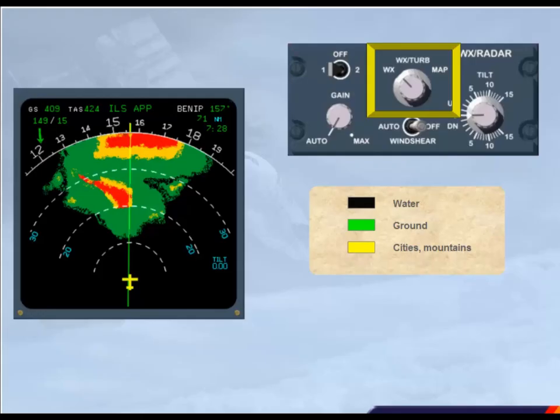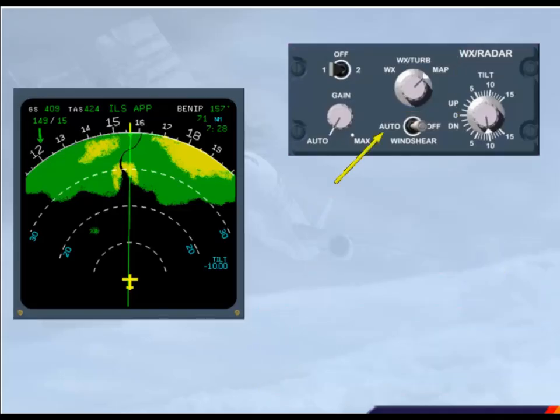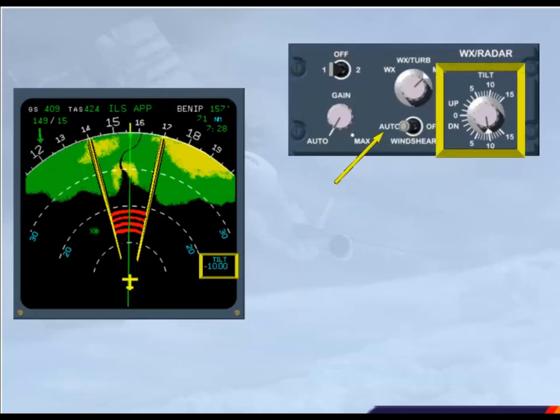There are three positions of the mode selector. WX shows the intensity of precipitation. WX plus TURB shows the turbulence areas in magenta. MAP: the radar operates in ground mapping mode. When auto is selected, the predictive windshear system generates the appropriate visual and aural annunciations. The tilt and gain are automatically controlled for the scanning, but the tilt displayed on the ND indicates the tilt value manually selected on the panel.